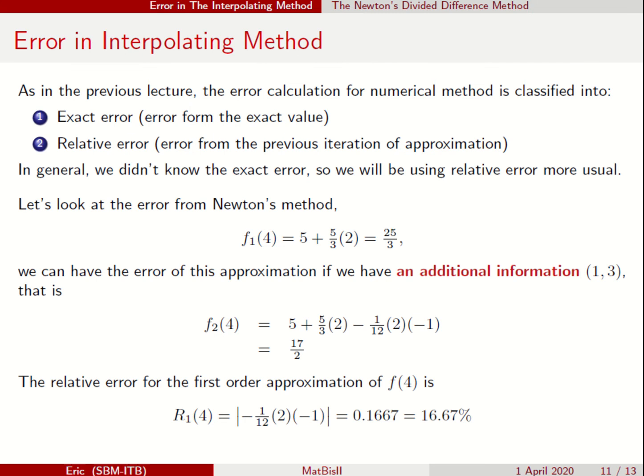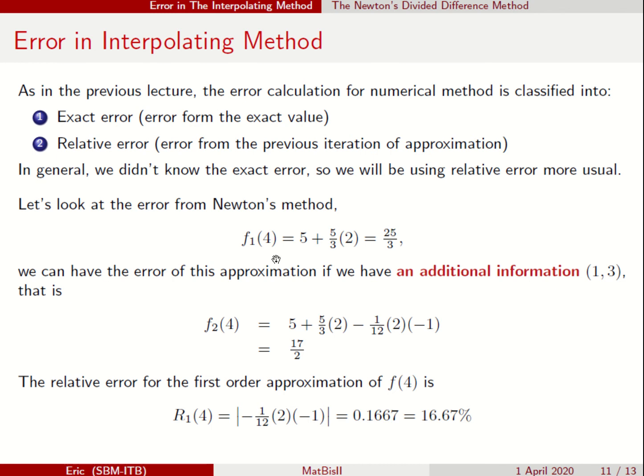Now we are going to talk about the error in interpolating methods. So just as with finding roots, when we are using numerical methods, there will always be an error. So we classify into two errors: the exact error, from the exact value, and the relative error, from the previous iteration of approximation. In general, we don't know the exact error, because we don't know the exact value. So we will be using the relative error, which is more useful. Let's look at the error for Newton's method.